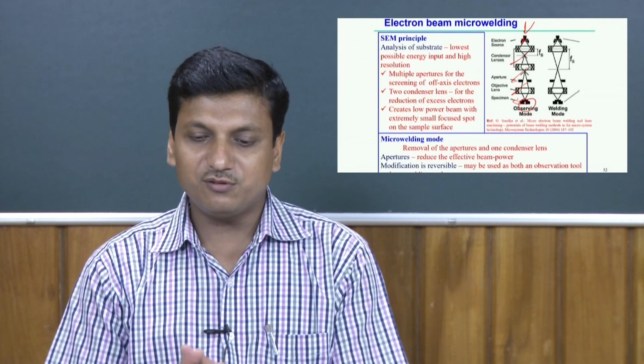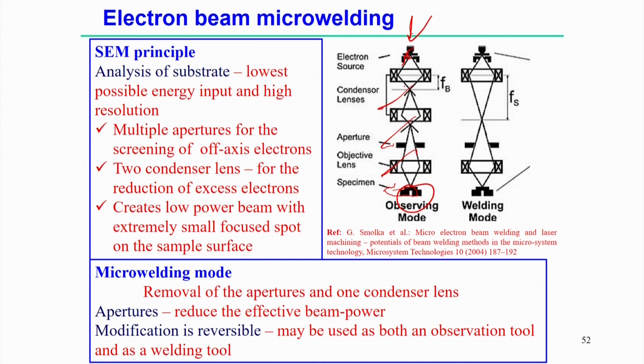But if we modify the scanning electron microscope in another way, to make it work in micro welding mode, we remove the apertures and the condenser lens. Out of the two condenser lenses, if it is possible to remove all the condenser lenses and apertures, that makes it suitable for micro welding application. So, for the micro welding application the optics is like this. The apertures actually reduce the effective beam power, so by removing the apertures the effective beam power can be increased.